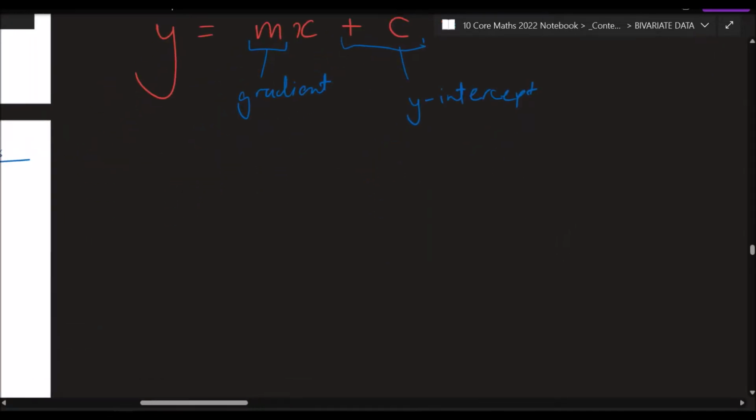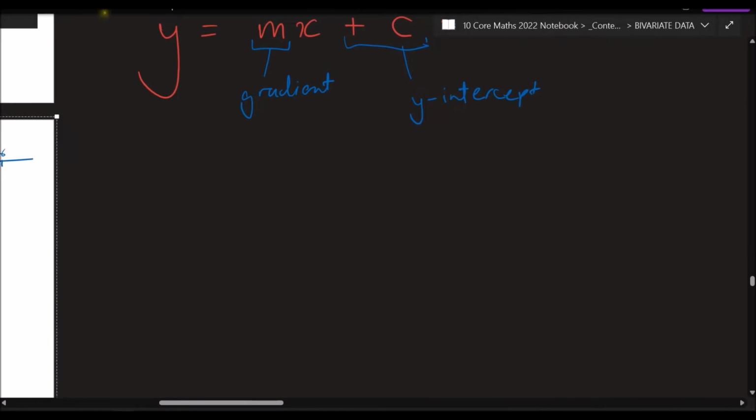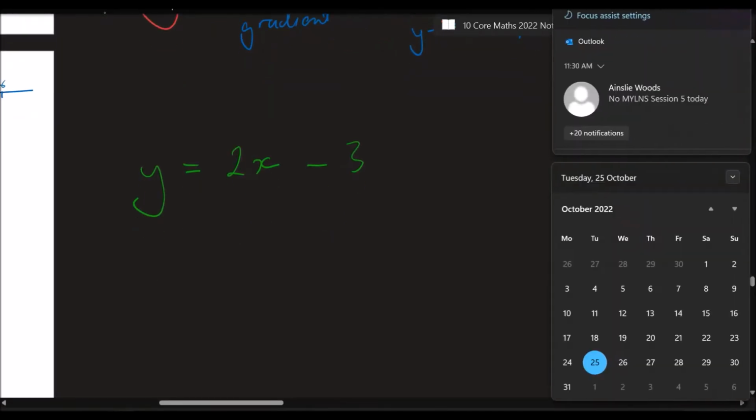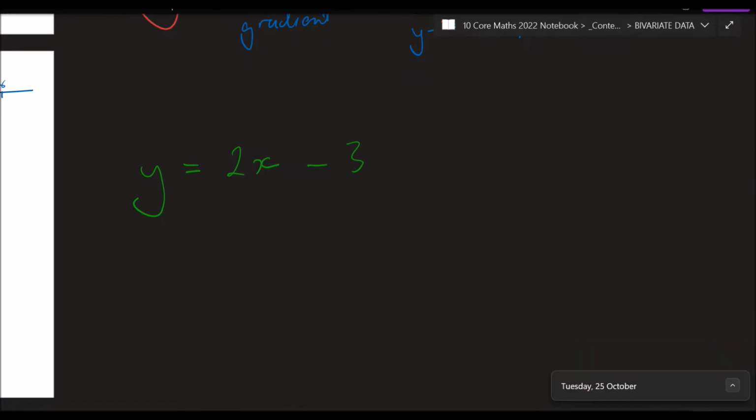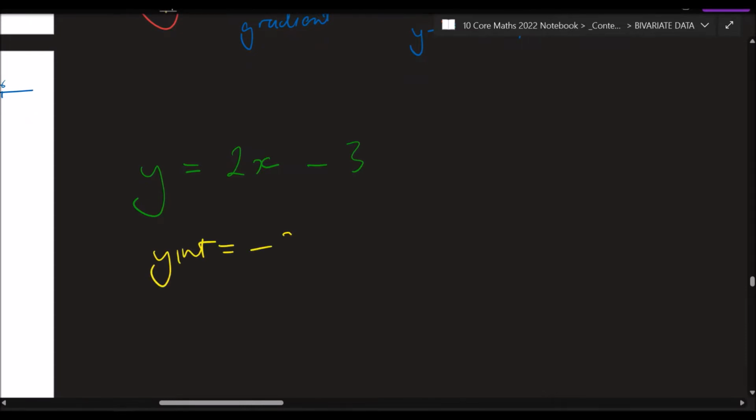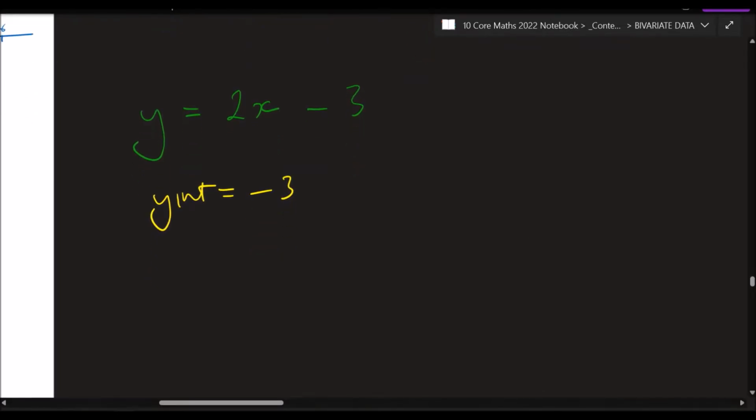Let's say you have this formula here. I'm going to make one up: y equals 2x minus 3. Can anyone tell me what the gradient and y-intercept are for this? Good. The y-intercept is -3. And what's the gradient? The gradient is 2, just the number next to the x. Because it's a whole number, if we do rise over run, we put it over 1. So the gradient is 2 over 1.